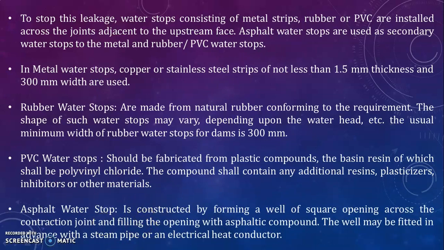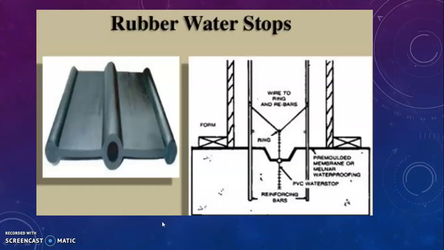Asphalt water stop is constructed by forming a well of square opening across the contraction joint and filling the opening with asphaltic compound. The well may be fitted in advance with a steam pipe or an electrical heat conductor. These are some of the pictures of rubber water stops.